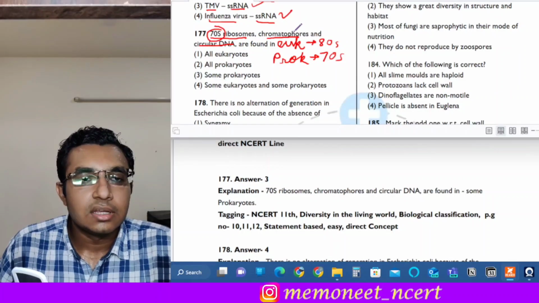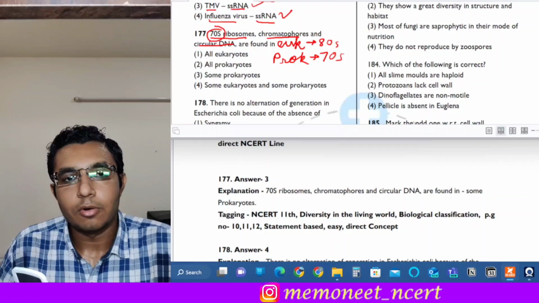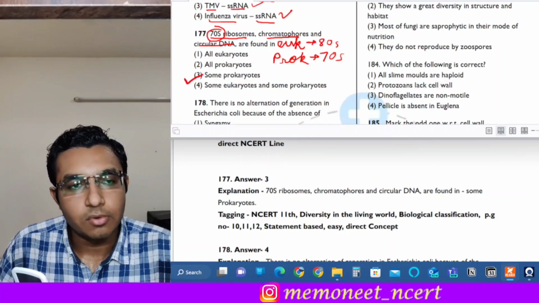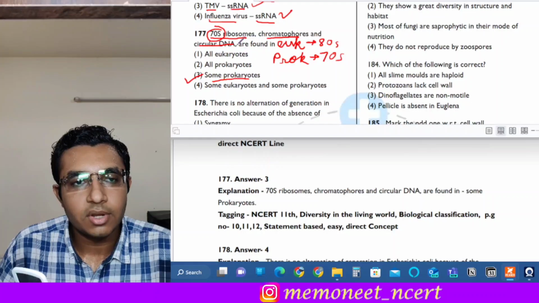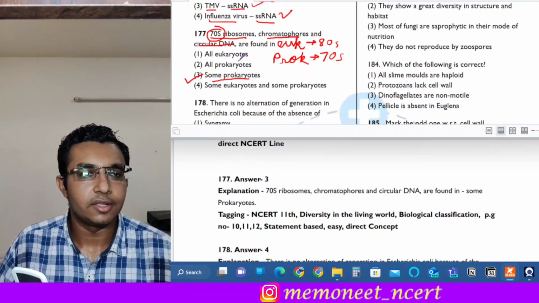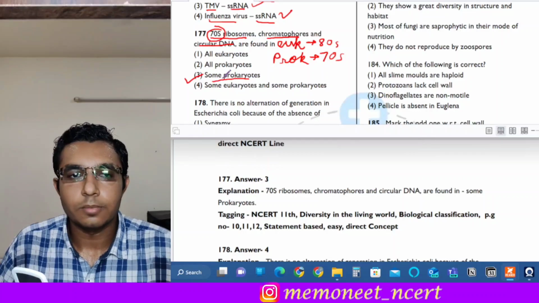Not all prokaryotes contain the chromatophores. So the correct answer of this question will be some prokaryotes. Some prokaryotes have 70s ribosomes, chromatophores, and the circular DNA. So the answer will be option 3.